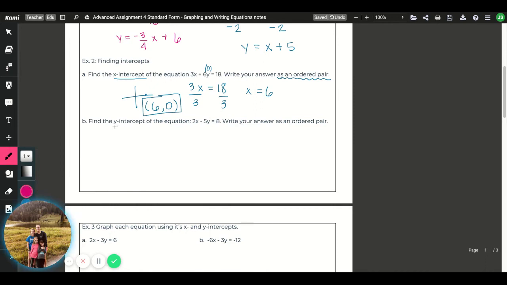Okay, so now we're going to find the y-intercept. If we're trying to find the y-intercept, we're going to put 0 in for the other one. So we will put a 0 in for x. 2 times 0 is 0. And then negative 5y equals 8.